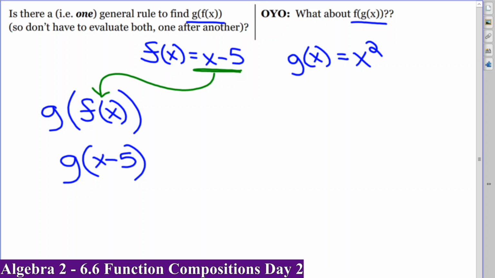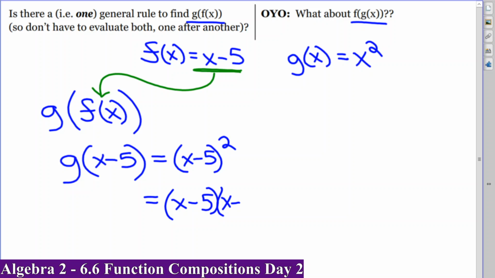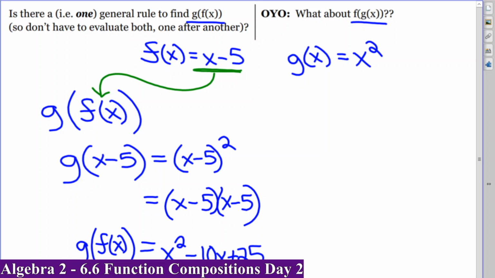Remember, if g of x is x squared, then g of x minus 5 is just x minus 5 quantity squared. We can rewrite that as x minus 5 times x minus 5, and we get x squared minus 10x plus 25. So for any value of x, g of f of x equals x squared minus 10x plus 25.